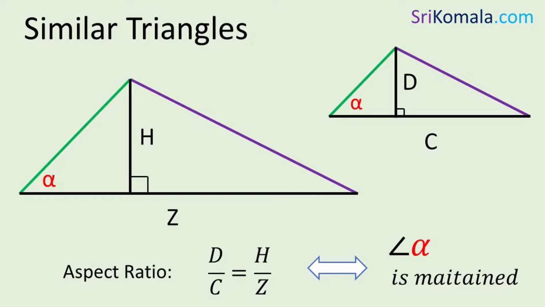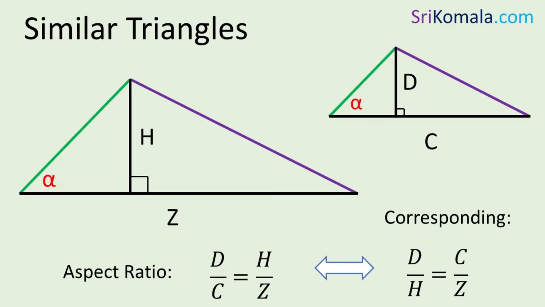From the previous diagram, you can understand that it has been proven that as long as the aspect ratio is maintained, that is the ratio of the base and the height of the triangle, all the angles in similar triangles are maintained and vice versa, even though the size of the triangle is changed. By rearranging the equation, as shown in this slide, you can understand that as long as the angle is kept the same, or as long as the aspect ratio is kept the same, the ratio of the corresponding heights is equal to the ratio of the corresponding bases.